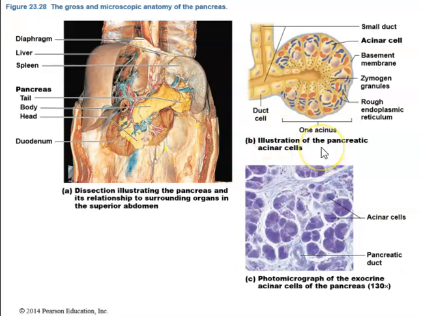And this is just showing you the different cells within the pancreas. We're not going to focus too much on that. Just know that beta cells are responsible for secreting or producing insulin, and alpha cells are important for producing glucagon.